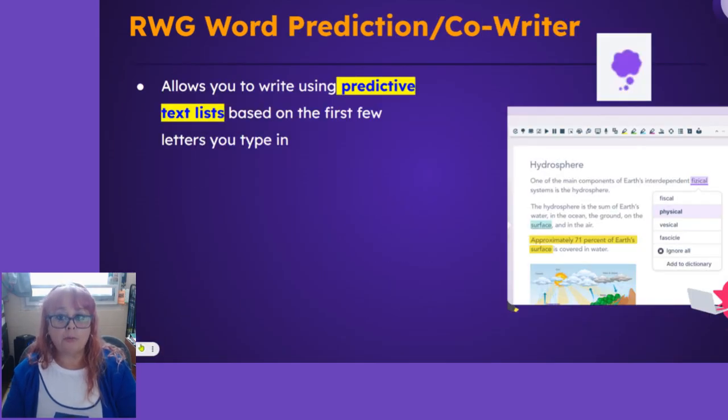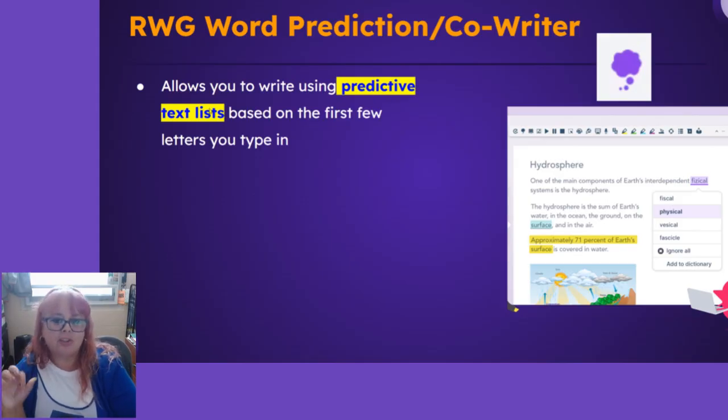The Read&Write word prediction tool, otherwise known as Co:Writer, allows you to write using predictive text lists based on the first few letters that you're typing. So if you're typing something, it will give you a drop-down list of words that you could choose from when you're writing. It looks like this guy, it's the second tool on the toolbar. It looks like a thought bubble because it's trying to think what you're going to say next.